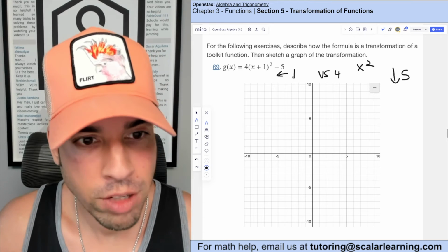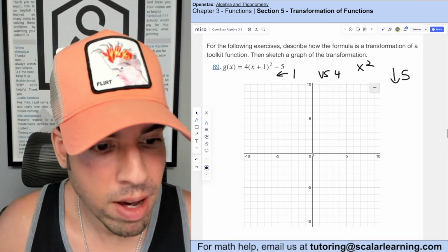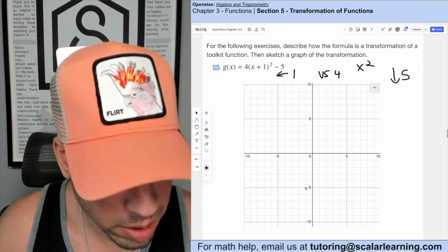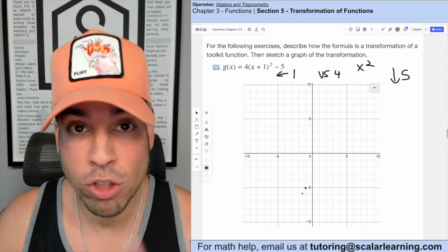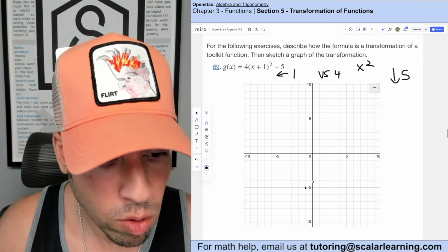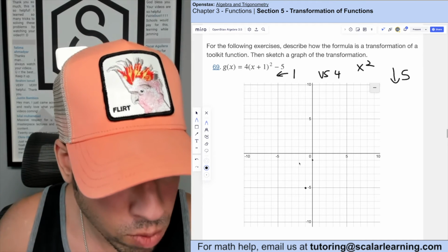So first applying the shift to the left by 1 and down by 5, our new vertex is going to be here at -1, -5. And it's still going up, but now it's stretched by 4. So normally we'd go up by 1 here, now we're going to go up by 4, like so.